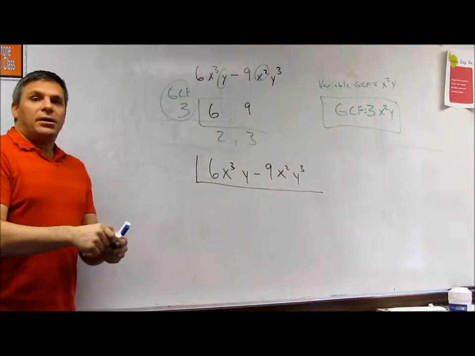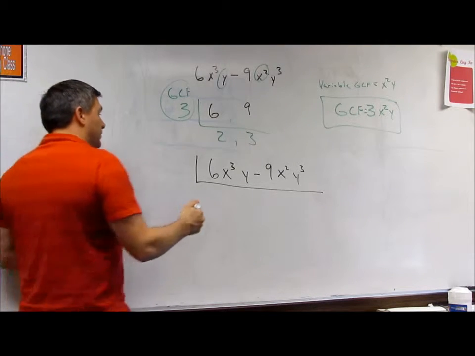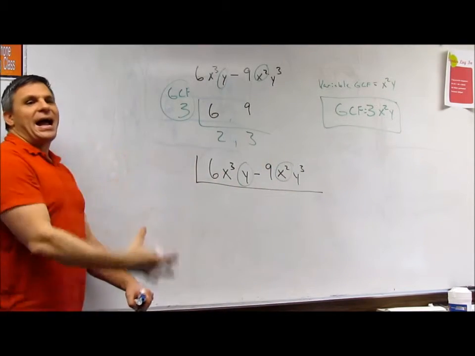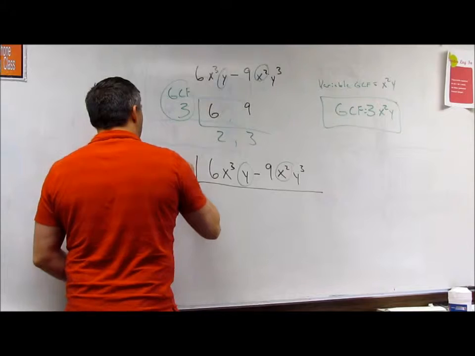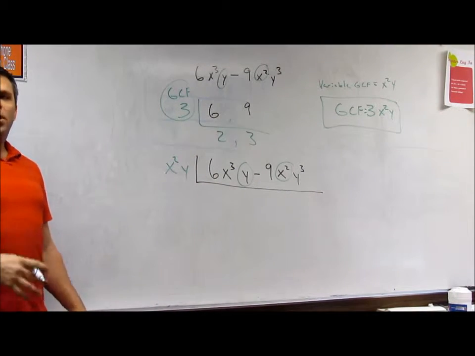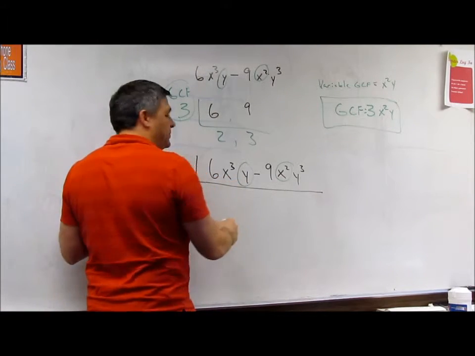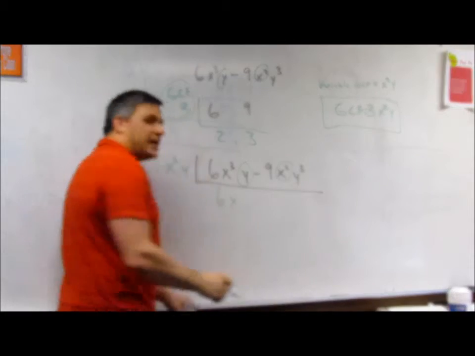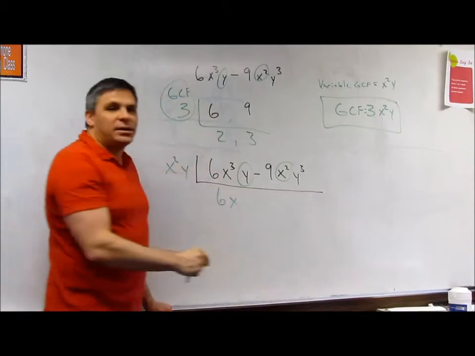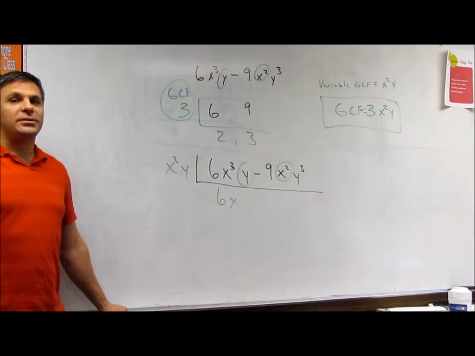But you look at which exponent is the lowest on your variables. Right there and right there. So, pull out x squared y. Deal with your variables first. What's left? Well, x squared times what is x cubed? Times x. And y times what is y? Just nothing. If you times it by y, it'll be y squared.